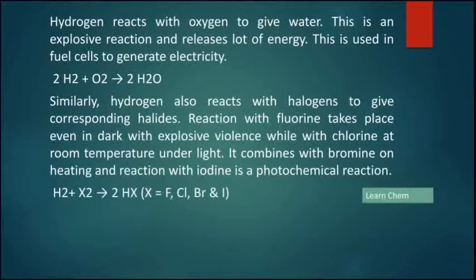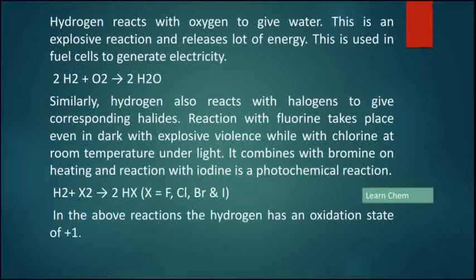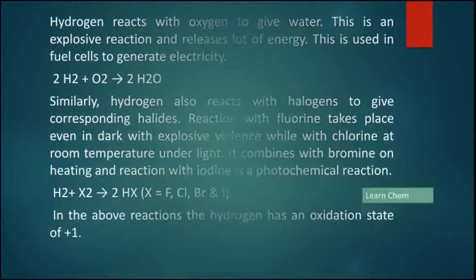So depending upon the nature of the halogen we have taken, the hydrogen can react with them in a different manner. Okay, the general formula for this halide formation is H2 + X2 gives 2HX. Here X represents any halogen. For all these reactions, the hydrogen is present in the +1 oxidation state.